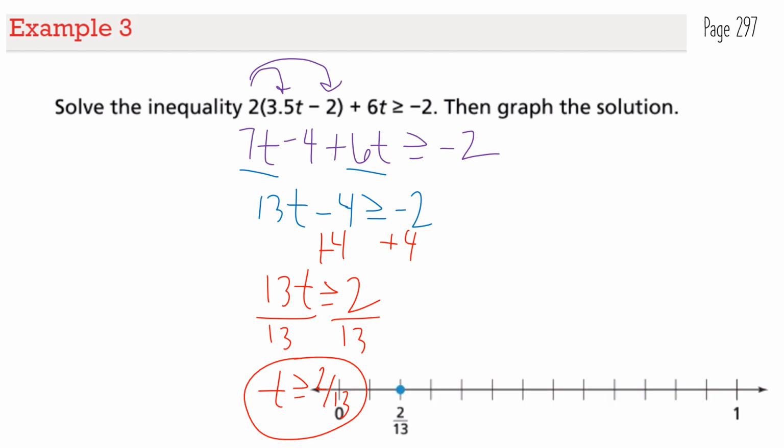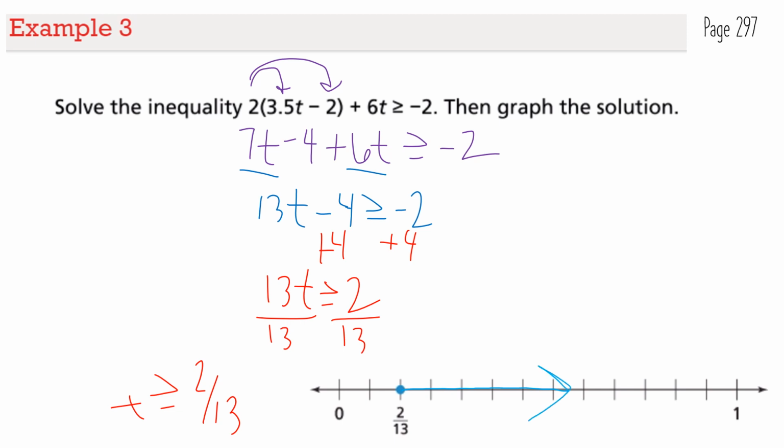So then in graphing the solution, I kind of wrote my answer there. Here, let me do this. So t is greater than or equal to 2/13. So see, my number line is between 0 and 1, and it's divided into 13ths. So there is a closed circle right now on 2/13ths, and t is greater than or equal to it. So greater than points to the right, and then remember, or equal to is closed.